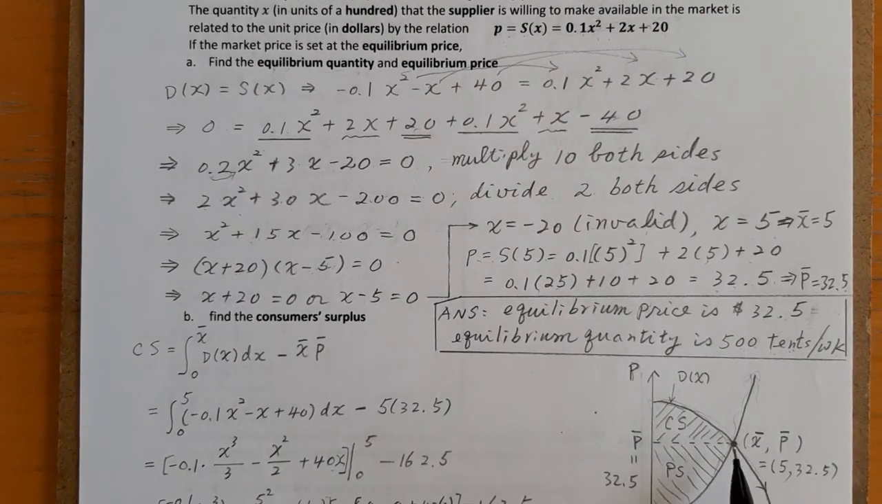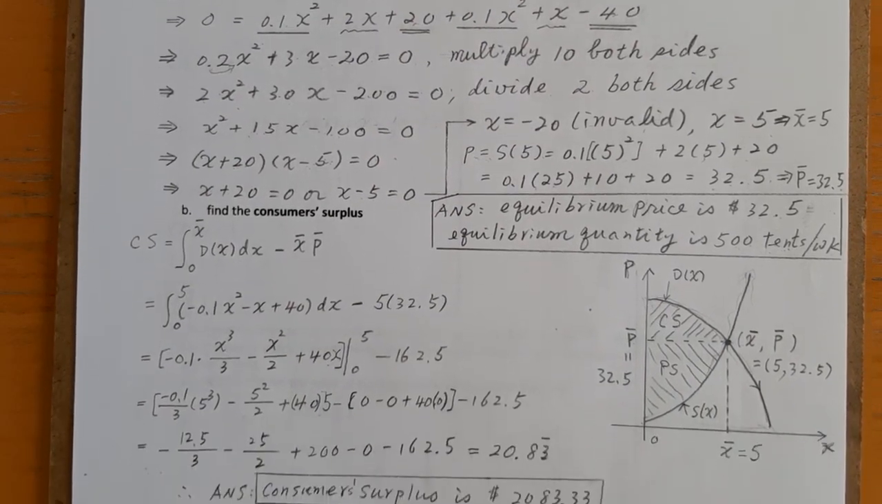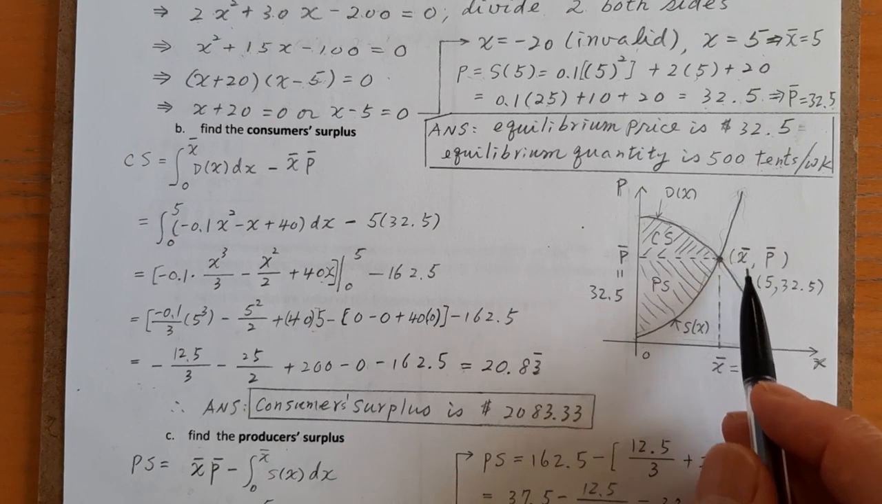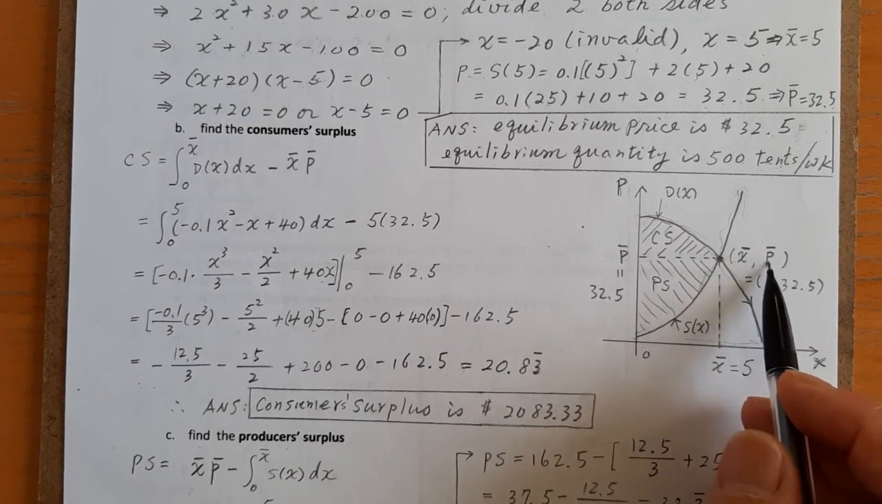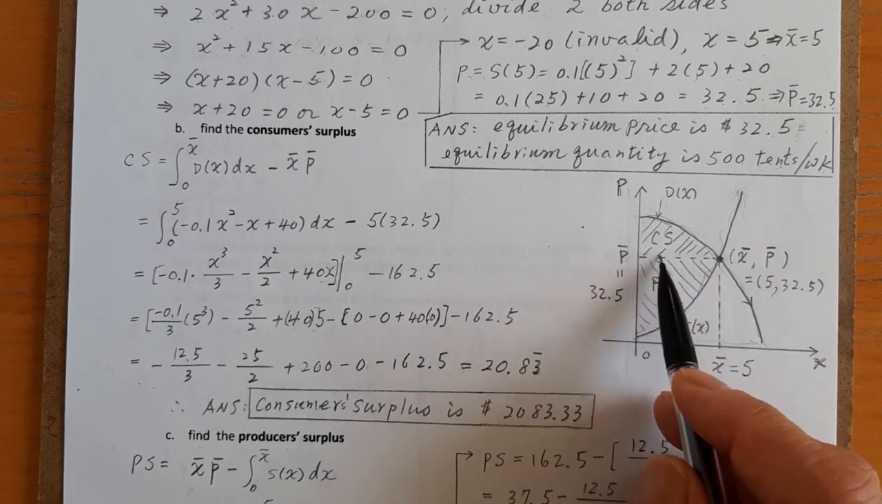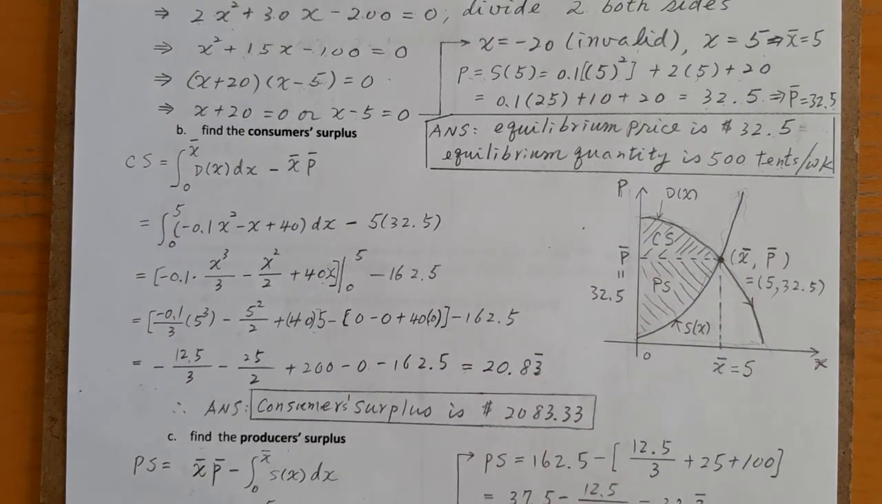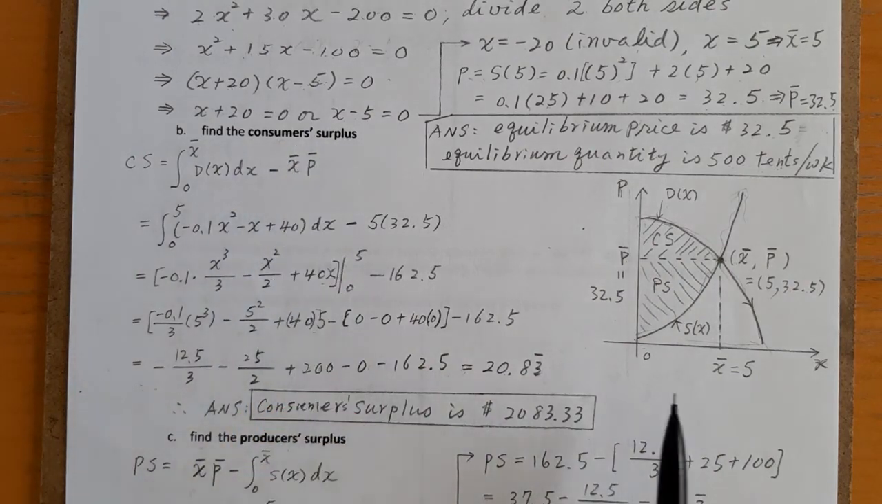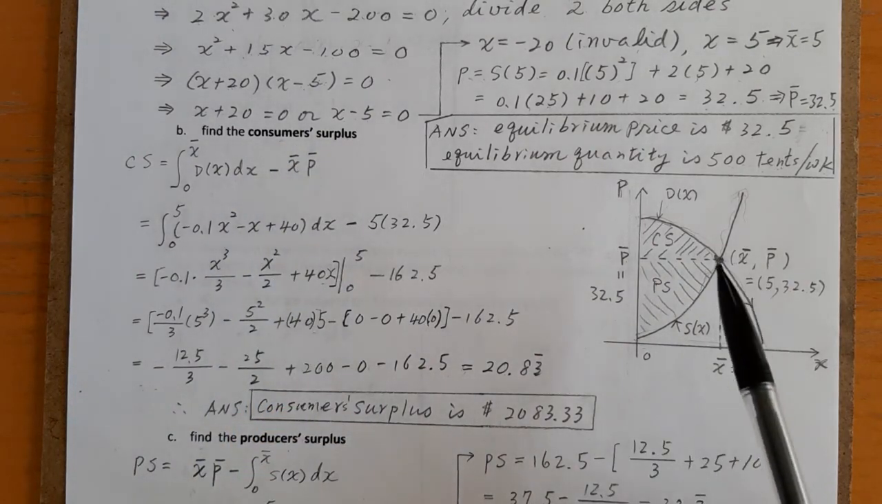So that's this point. So here, X bar is 5, P bar is 32.5, this intersection point. And here, figure out the consumer surplus. What is the consumer surplus?